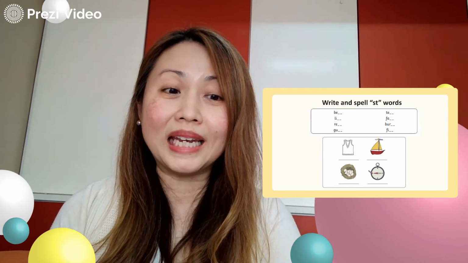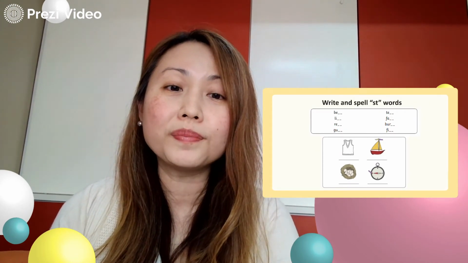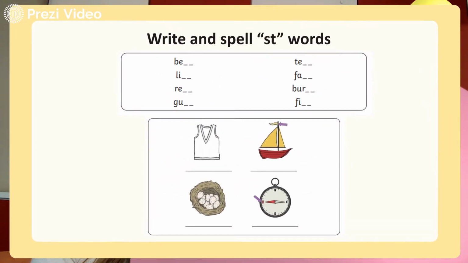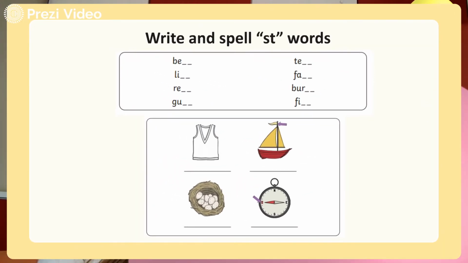And this is the beginning of spelling as well. So if you provide an activity such as this one, so they should be able to fill in the blanks with the st words, or they can spell it out entirely, such as vest for the first visual.